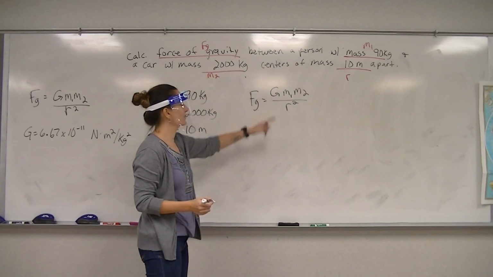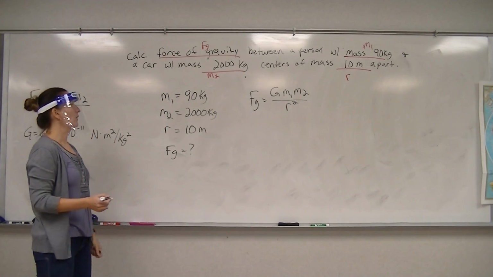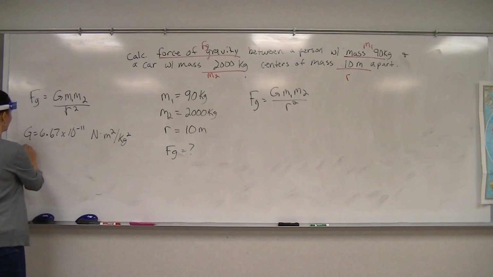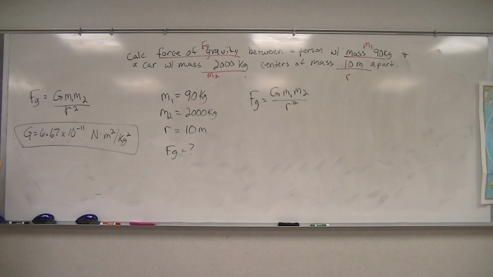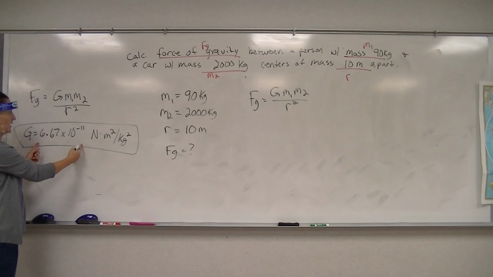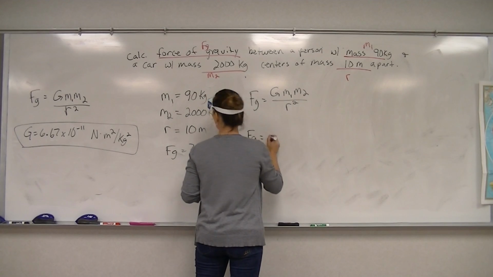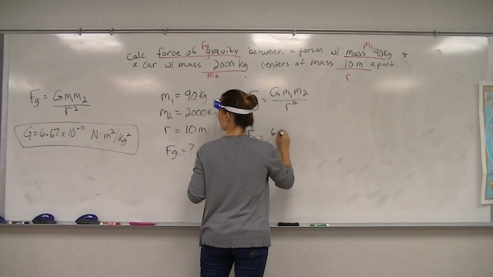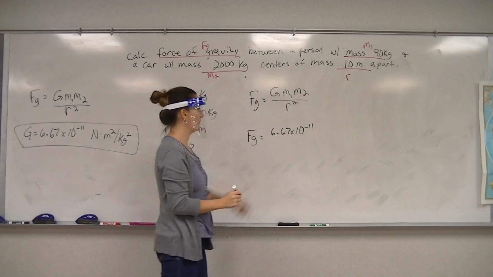So notice the first variable is a G. I don't have a G in my list. Well, if you look at the equation sheet, you are given the G value. This is the gravitational constant, so this value remains the same for every calculation. So you need to plug in this number in scientific notation. Okay, so if I go over here, my G is 6.67 times 10 to the negative 11. So that's my G value.